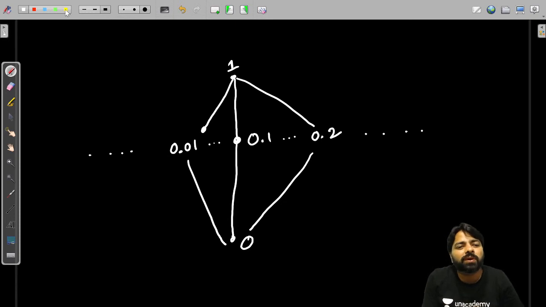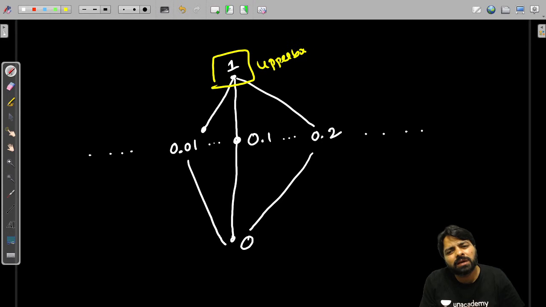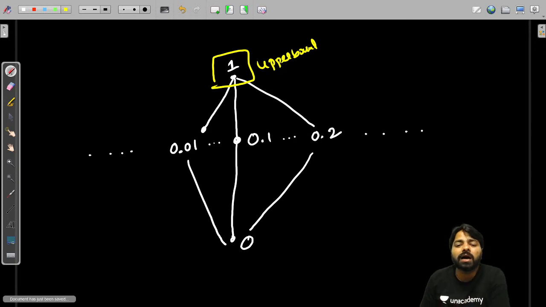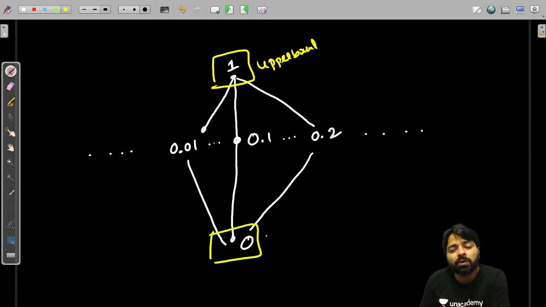Now this is bounded because this is the upper bound. Every two elements you ask for from the real numbers between 0 and 1, I will definitely have a meet and join, and also I have a lower bound and upper bound for the entire lattice. So this is a lattice as well as a bounded lattice.